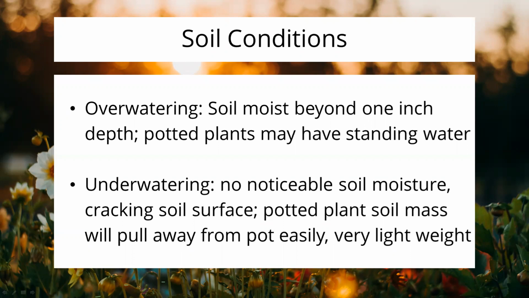There's no noticeable soil moisture. If your soil becomes cracked and hard, it may form a kind of crust. For those of you who are familiar with farming, you're going to be real familiar with the crusting effect of when you've had rains and then a sudden drying period. You'll notice that potted plants will begin to lose mass.